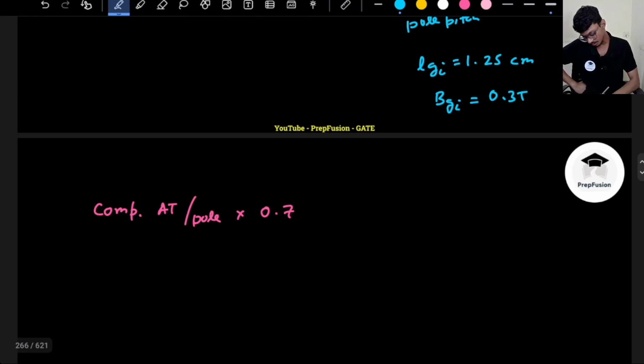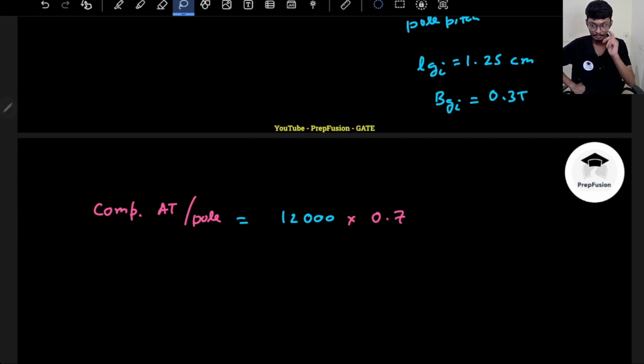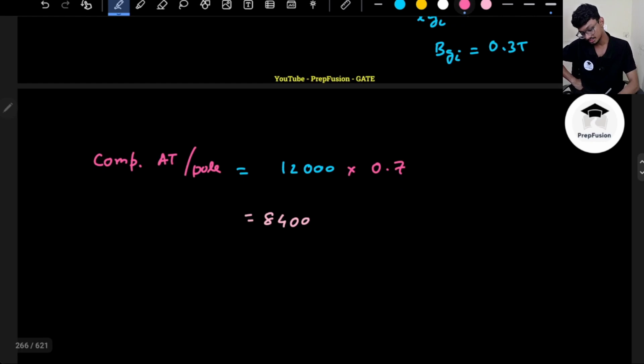So the compensating winding ampere turns will cover basically only 70% of the pole region, the other 30% will be empty. So this will be equal to the overall ampere turns per pole into 0.7. That will give me the per pole ampere turns of the compensating winding, because the compensating winding only covers 0.7, like 70% of the pole pitch. So this will be 12,000 into 0.7, which comes out to be 8400.